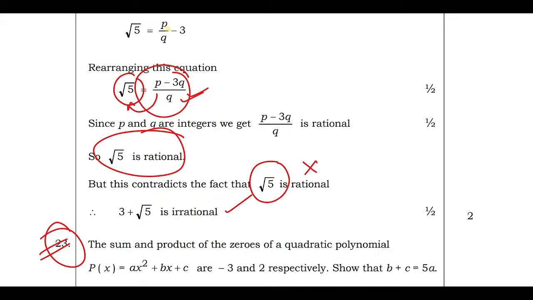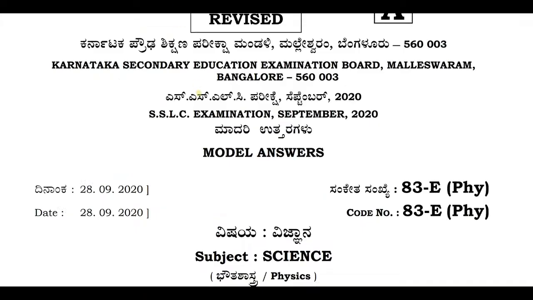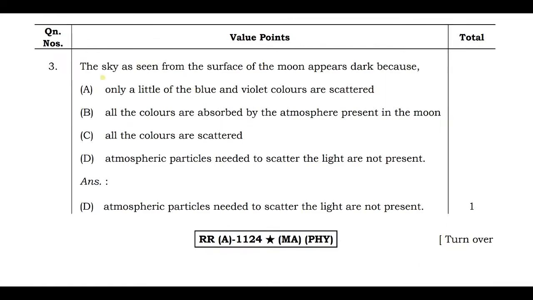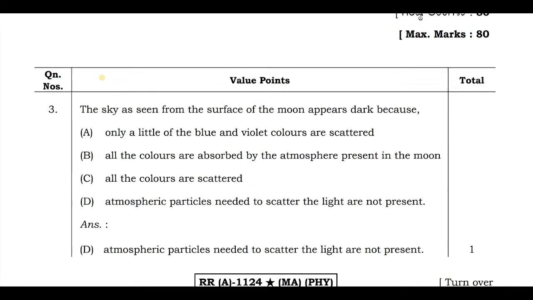Now we'll be revising the same for science, the 2020 paper. This is the physics part. The sky as seen from the surface of the moon appears dark because atmospheric particles needed to scatter the light are not present.